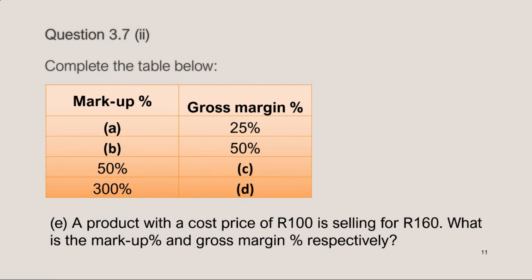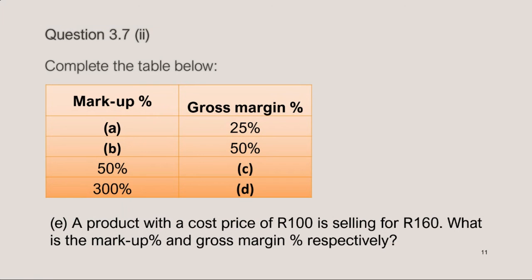Now let's quickly just talk about E before we end the session, okay? So that you guys can take a break, stretch your legs, get some coffee. Now for E, they give you a product's cost price, they give you the selling price, and they ask you what is the markup percentage and the gross margin percentage. So now you have to do both calculations.